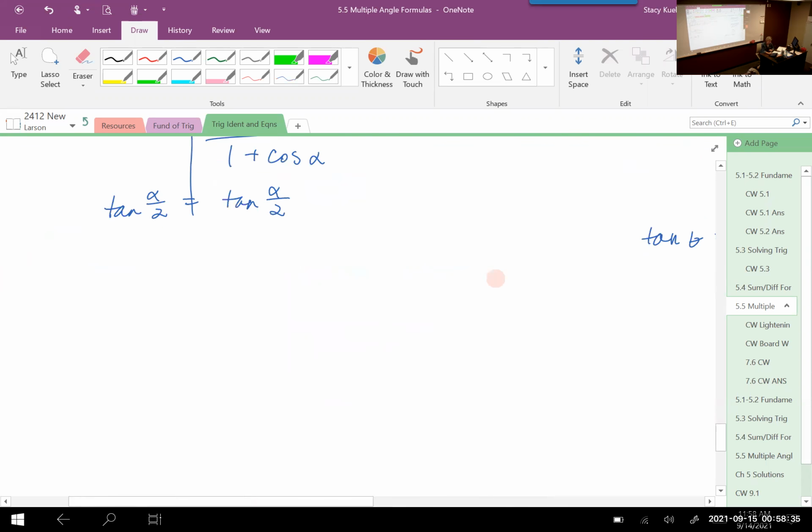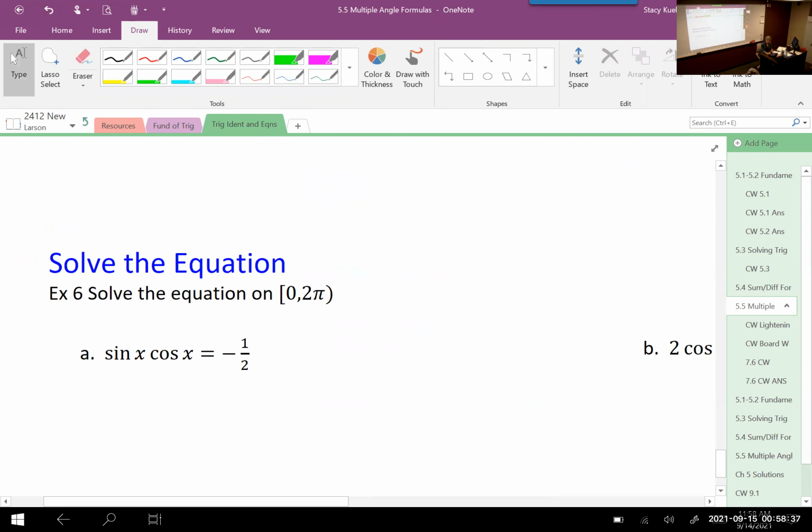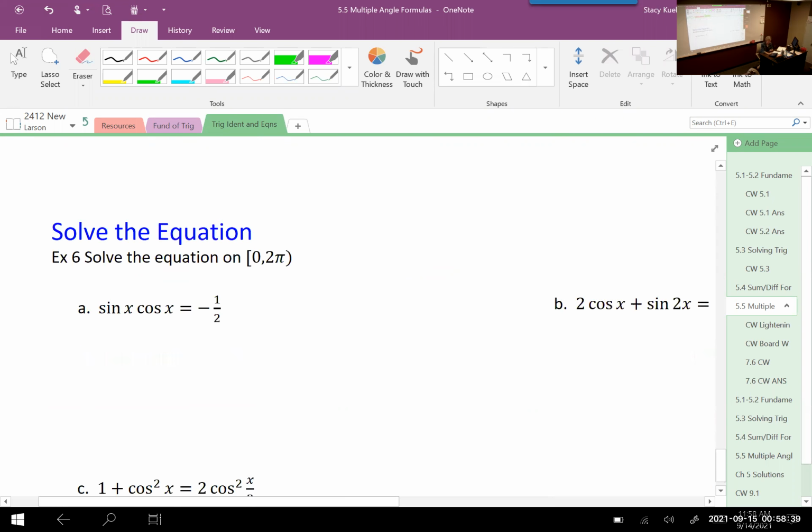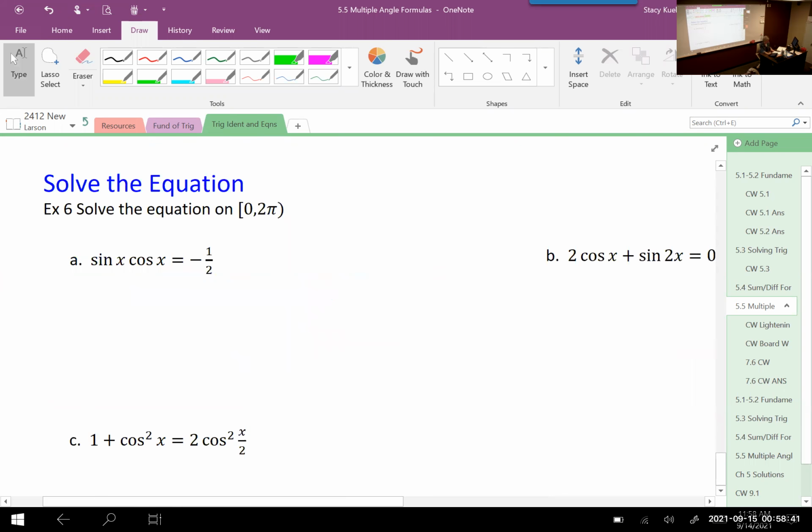Now, the last 2 things that we're going to cover, and then it's time for some practice on your own or together. We're going to solve some equations now that we have expanded what we know. The first one we're going to look at says sine x cosine x is equal to -1/2.